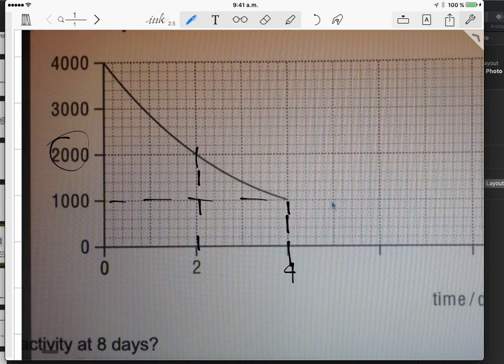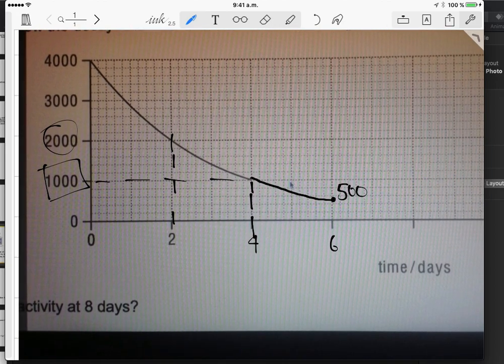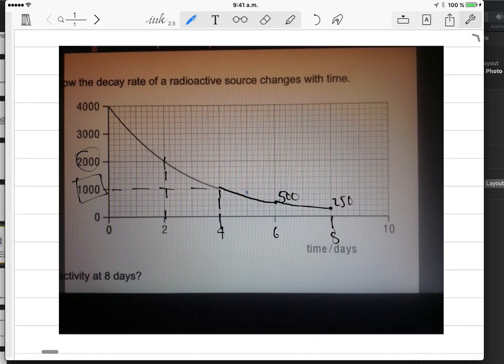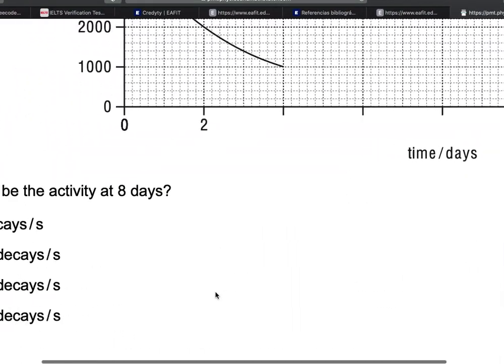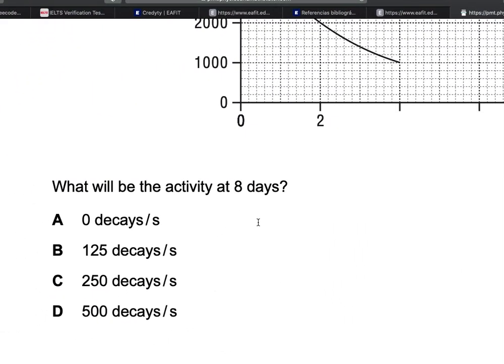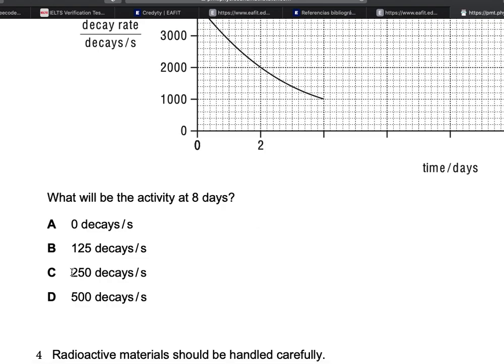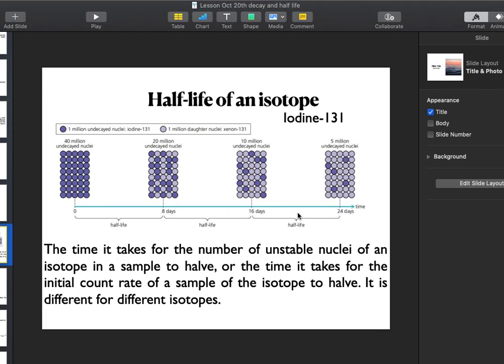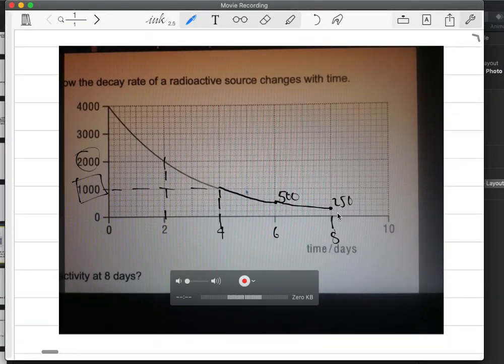So if you expand this line, this graph that is a negative exponential function, you're going to have that at 6 days it is half of this value. So at this point it's going to be 500. And at 8 days, it's pretty easy, it's going to be 250. So the question here is about what will be the activity at 8 days, and of course it's going to be 250 decays, as I already showed you.